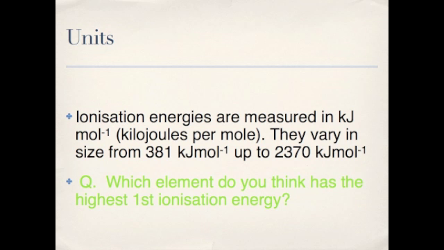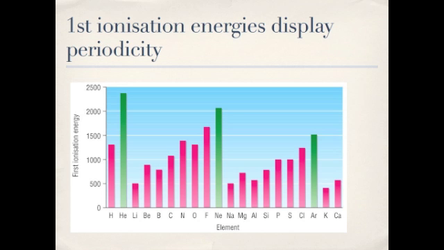It can vary from as low as 381 kilojoules per mole up to a very large value of 2300 kilojoules per mole. Now this is a good time to ask what we think is the element that has the highest first ionization energy. Now if we view this graph, it clearly demonstrates that the first ionization energy displays a periodicity, meaning there's a pattern in the periodic table.